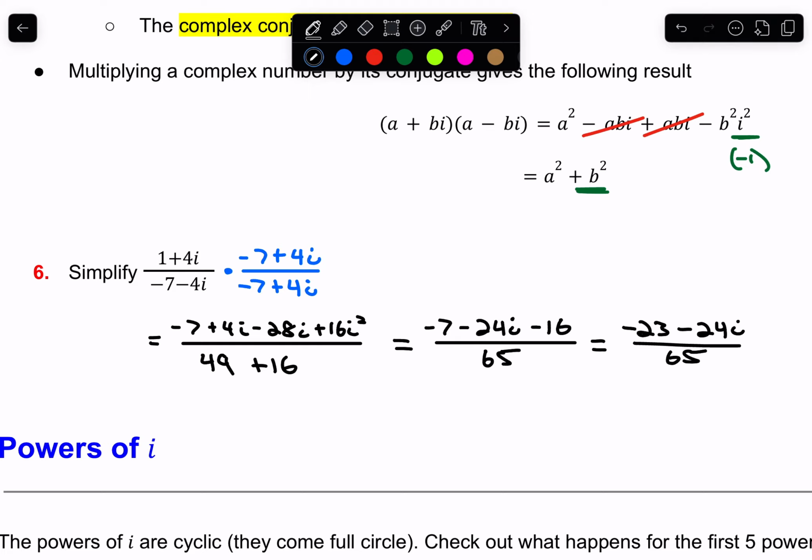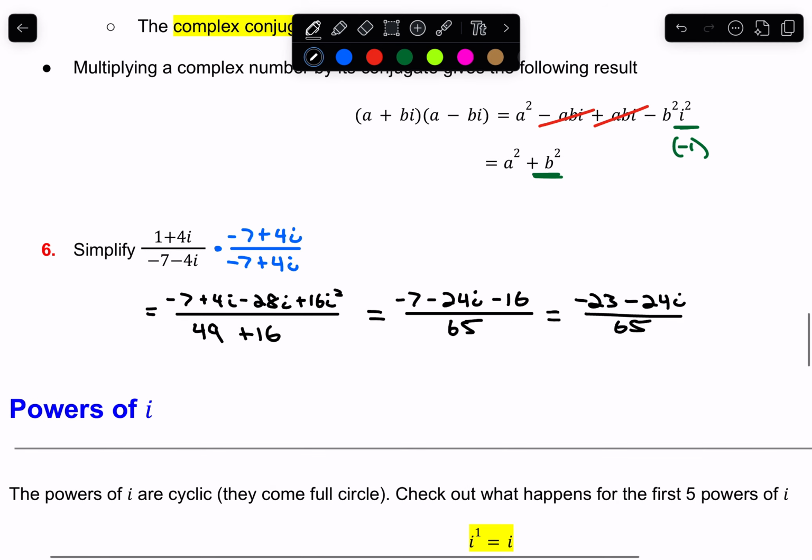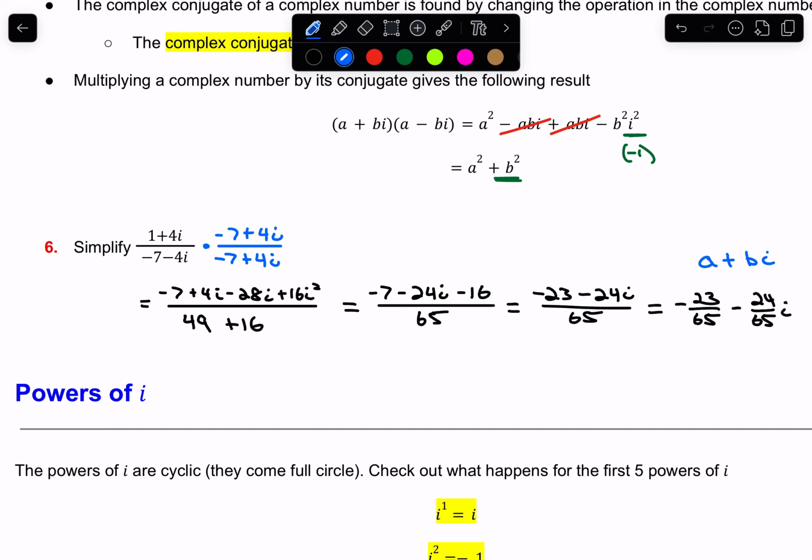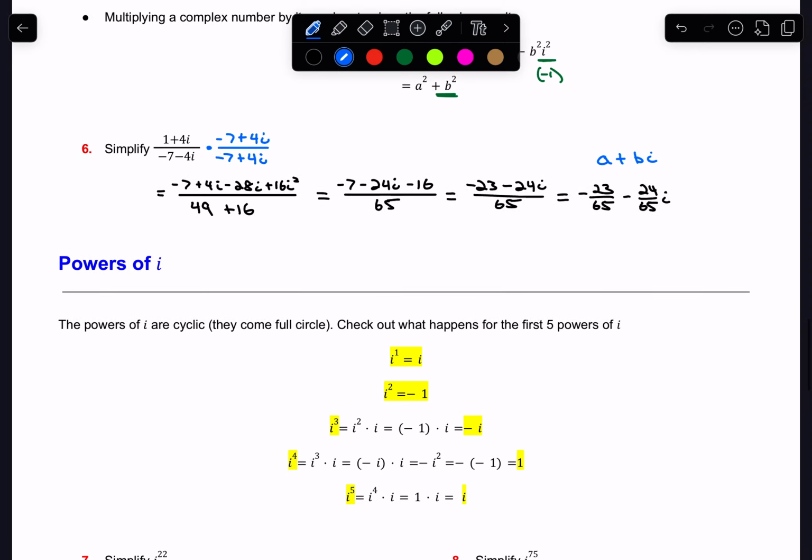Now, usually it's good to write it in standard form. So instead of leaving this as one fraction the way we wrote it, what you want to do is break it down to negative 23 over 65 is the real part, and negative 24 over 65i is the imaginary part. Not completely necessary. It doesn't really make it look any nicer, but it does put it back into that standard form, a plus bi. All right, one last part of this thing, powers of i.